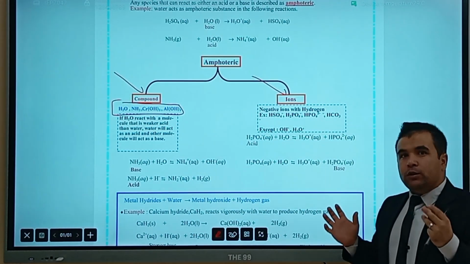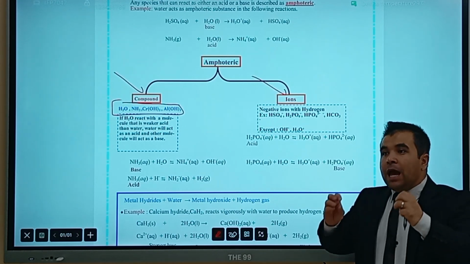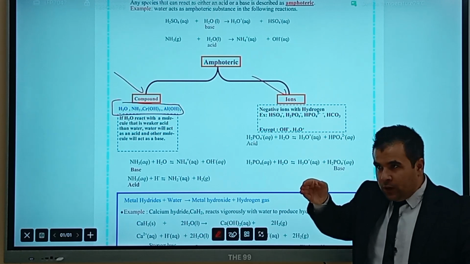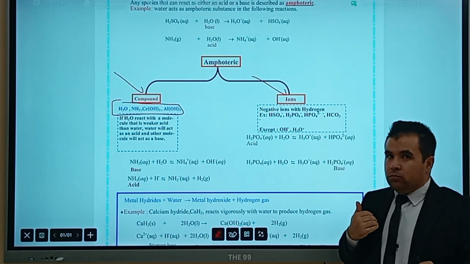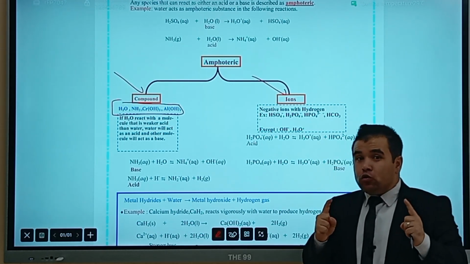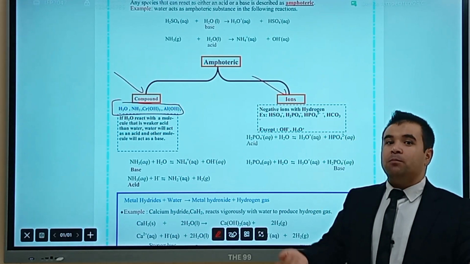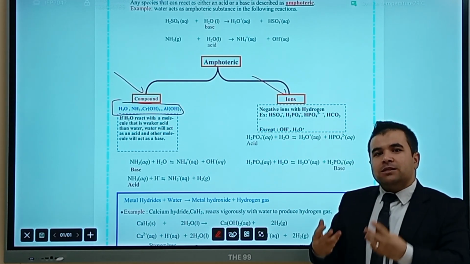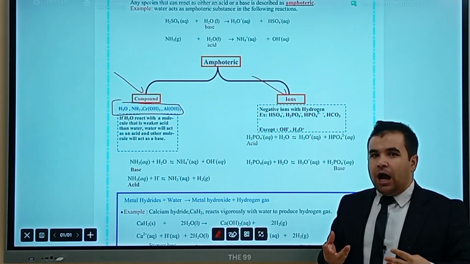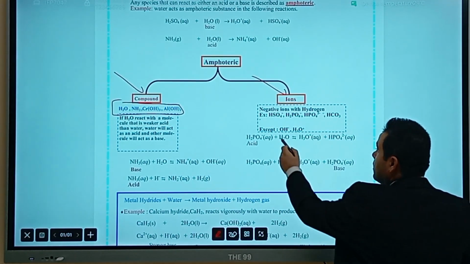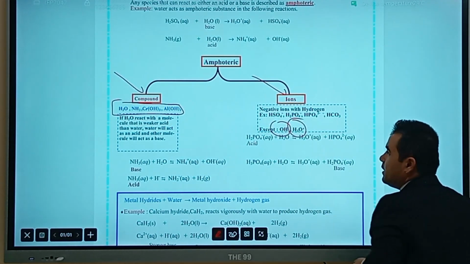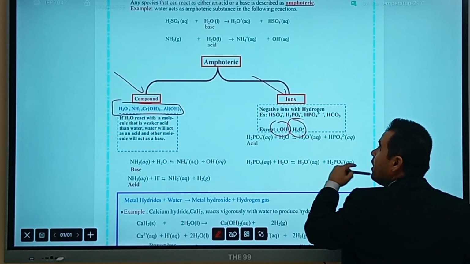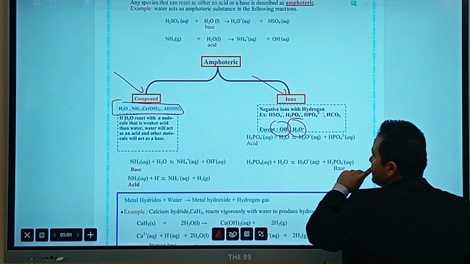How about the ions? For the ions, there is a tip: any ion that has the tendency to donate a proton and accept a proton, or the ions that remain from diprotic and triprotic acids, usually behave as amphoteric ions. But the exceptions, guys, are hydroxide and hydronium. They are not amphoteric ions. Hydroxide is only a base, and hydronium is only an acid.